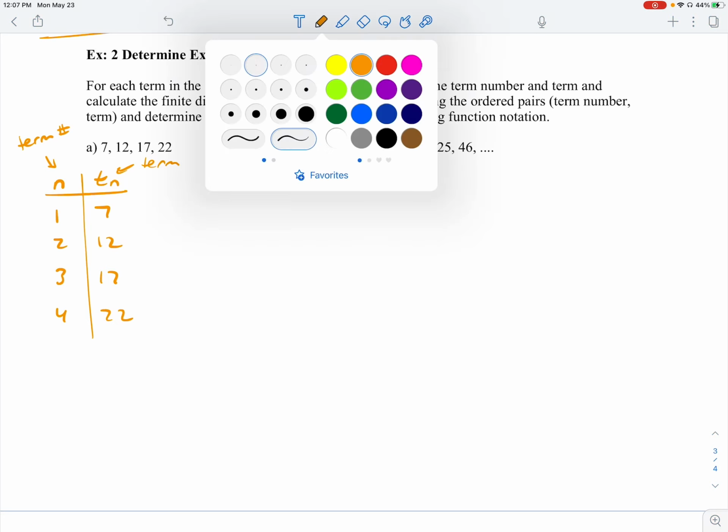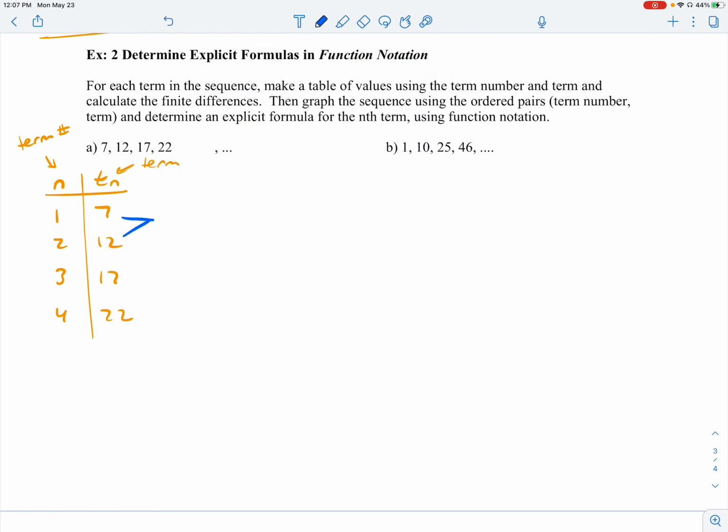Okay, it says create the finite differences. So 12 minus 7 is 5. Okay, 17 minus 12, sorry, also 5. 22 minus 17, also 5. So those are my first differences. We can see it's going up by a constant 5.